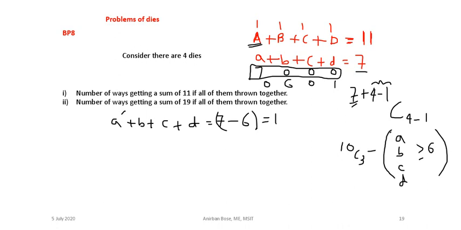What is A prime? A prime is basically the version of A where A is already given 6. So now since A is already given 6, we have written it as A prime. Now A prime can take even 0, no problem. So how many such solutions are possible? There are 4 here, and here it is 1. So 1 plus 4 minus 1, C 4 minus 1.